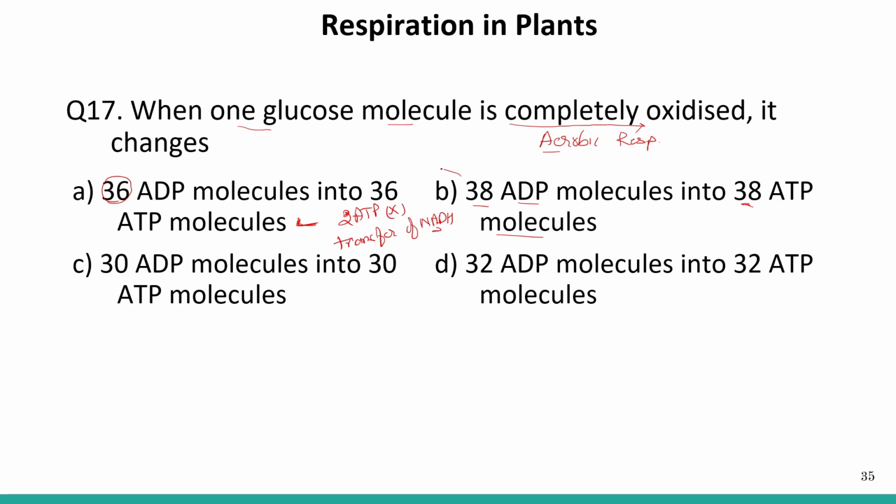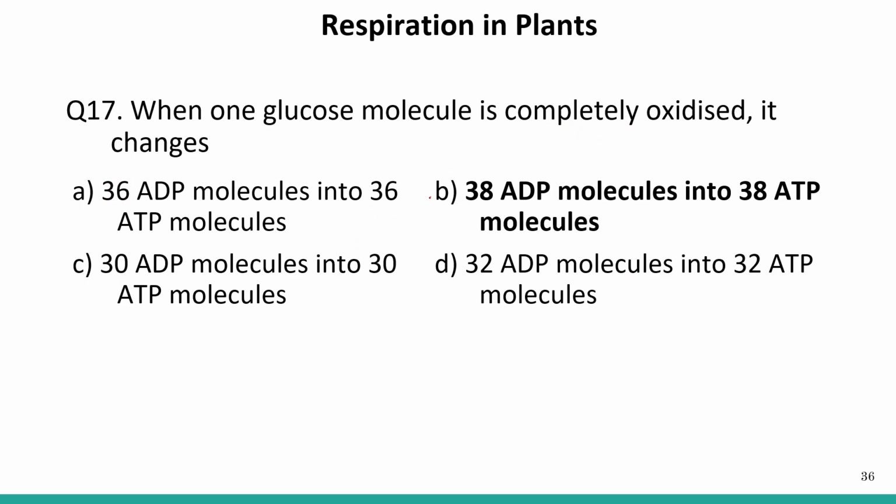So here option B will be correct. Option C is also not correct. Option D is also not correct. So option B is correct: 38 ATP will be produced from 38 ADP.